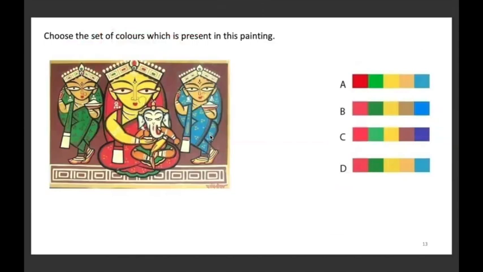Which set of colors, choose a set of colors which is represented in the painting. Choose the set of color that is represented in this painting. Okay, obviously here the correct answer is D.